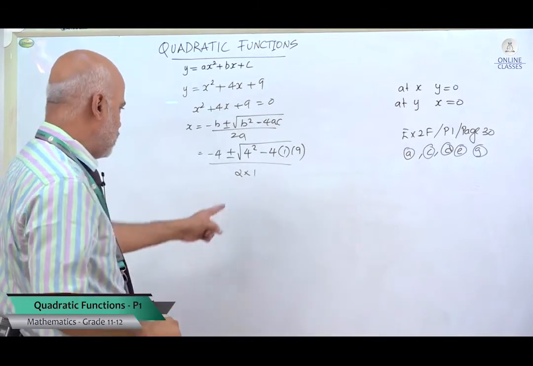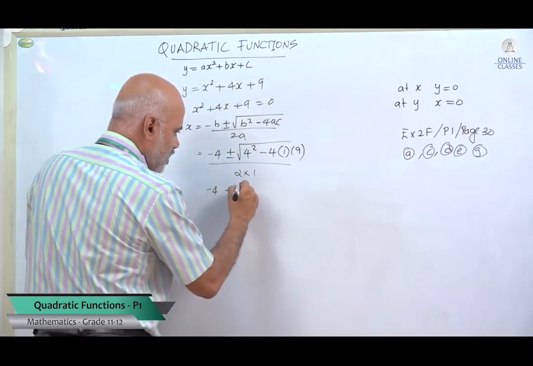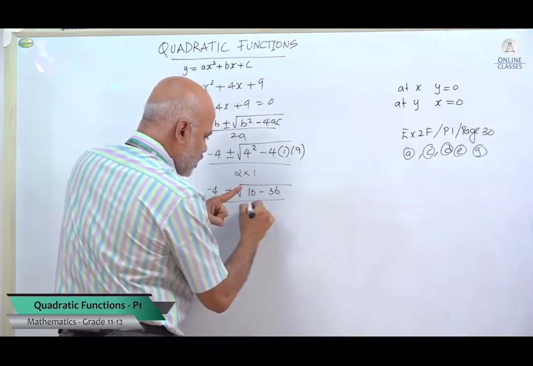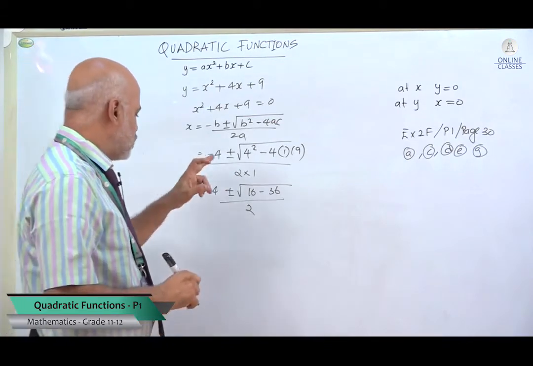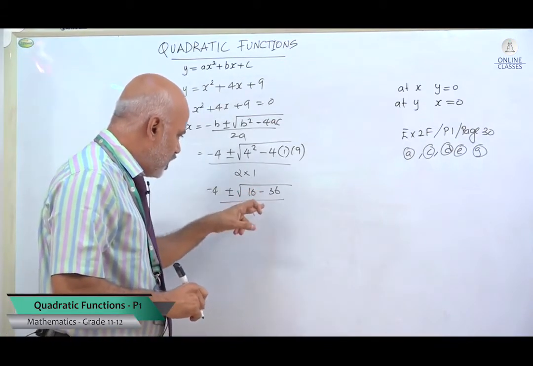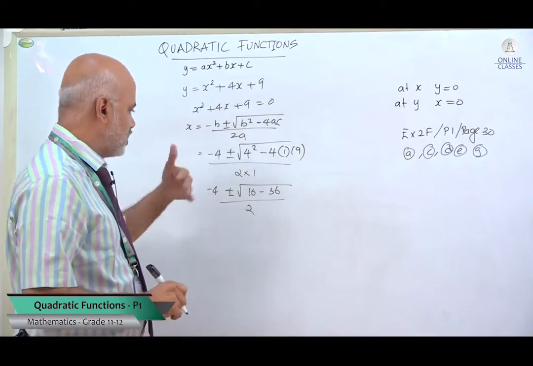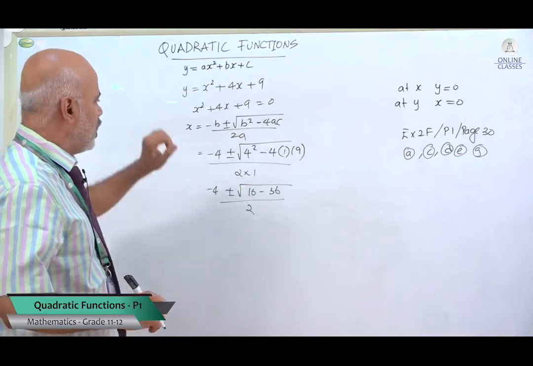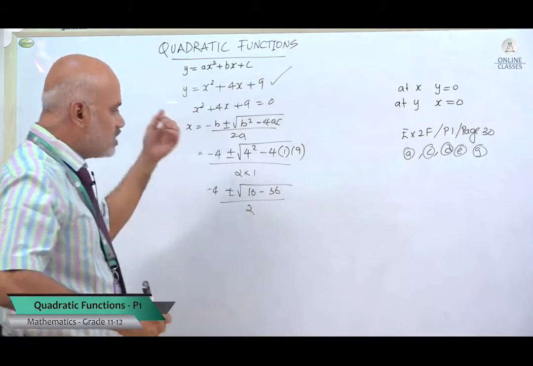Now what happens here? Look at this particular part. Minus 4 plus or minus square root of 16 minus 36. See, you cannot solve this question. Why can we not solve? That is what we are going to have in the next lessons. In the later lessons you will come to know. So how do I do a sketch of this sort of function? That is the next thing.